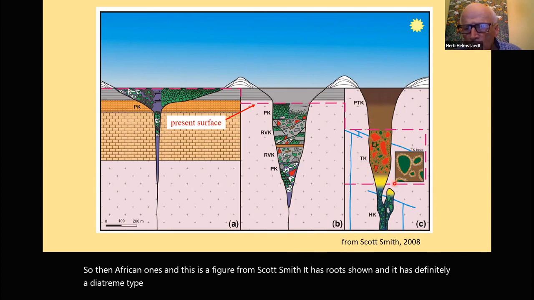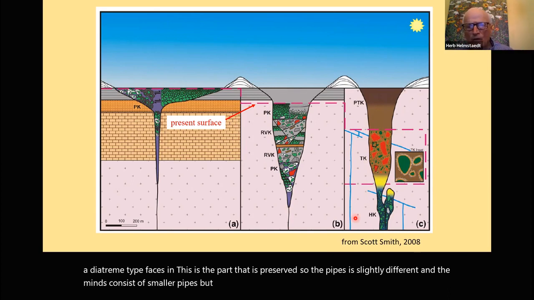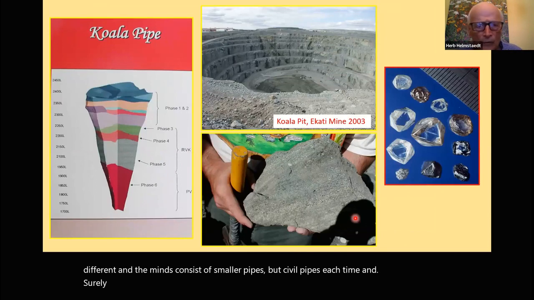And this is the part that is preserved. So the pipes are slightly different, and the mines consist of smaller pipes, but several pipes each time. And so the overall resources are quite high in many of them.